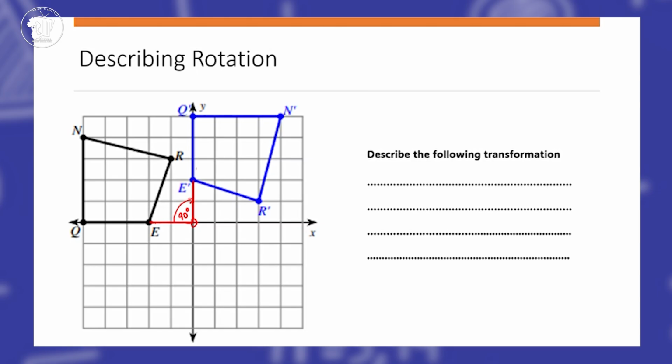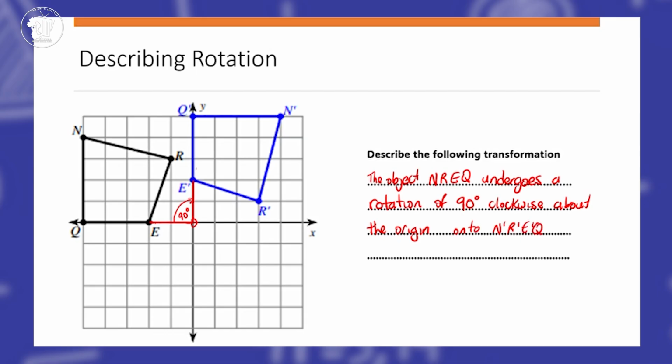So to describe this transformation, we will say the object NREQ undergoes a rotation of 90 degrees clockwise about the origin onto N prime, R prime, E prime, Q prime. And that is how we describe a rotation. We state the rotation, of course, as the transformation.